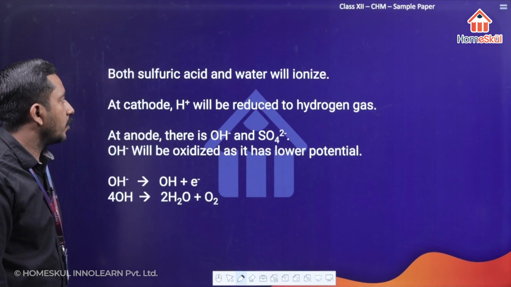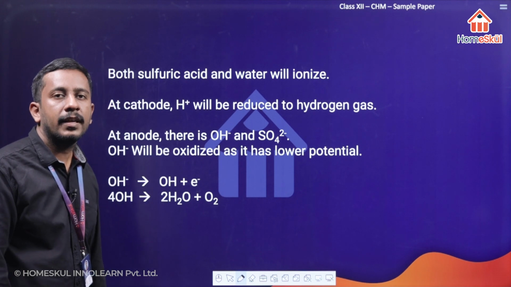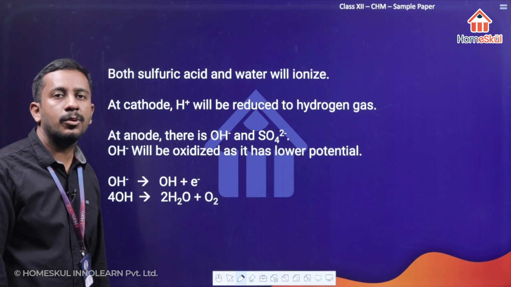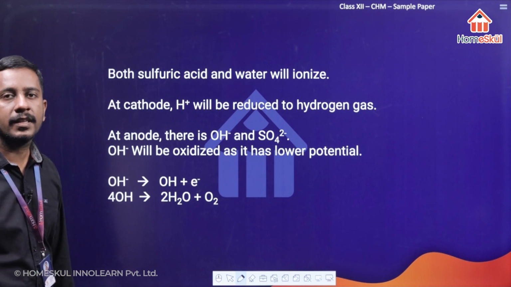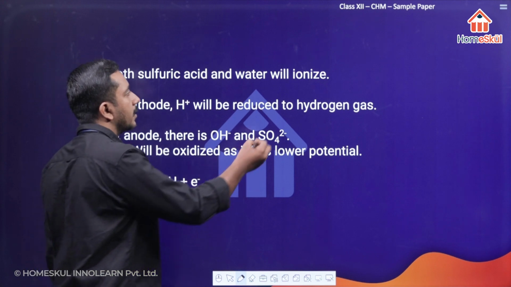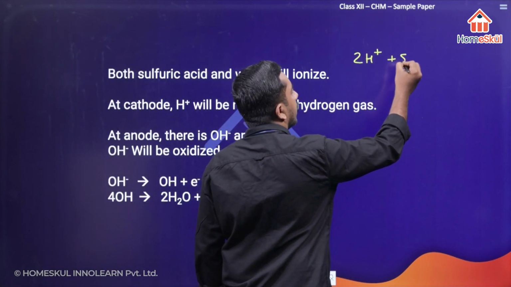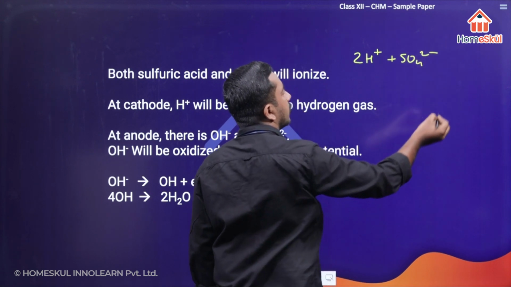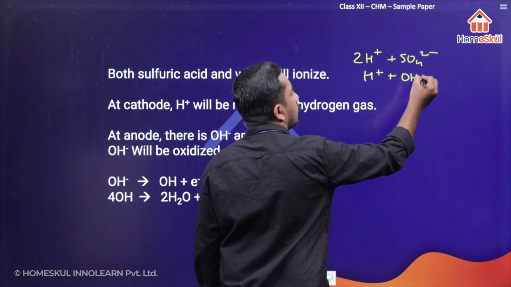Now moving on to the second question, what will be the products that will be obtained during the electrolysis of an aqueous solution of sulfuric acid? So in the case of aqueous solution of sulfuric acid, both sulfuric acid and water will ionize. So sulfuric acid will ionize into the corresponding ions, we'll get 2H+ ions and SO4 2- ions. Similarly, water will be ionizing into H+ and OH- ions.